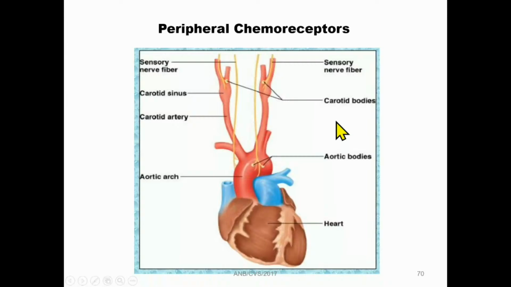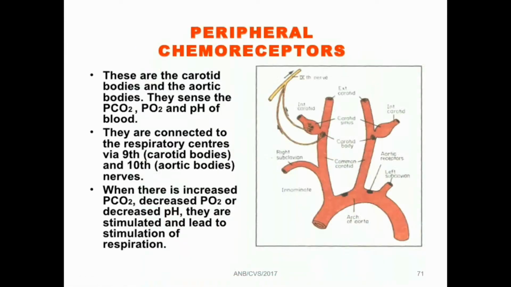They are also innervated by sensory nerves, that is the vagus nerve and the glossopharyngeal nerve, as shown here in the figure. Looking at the internal carotid artery, you will find these peg-like structures which are the chemoreceptors, the carotid body or the aortic body. The carotid bodies present at the carotid sinus are innervated by the ninth nerve, the glossopharyngeal nerve, and those present at the arch of the aorta are innervated by the vagus nerve.